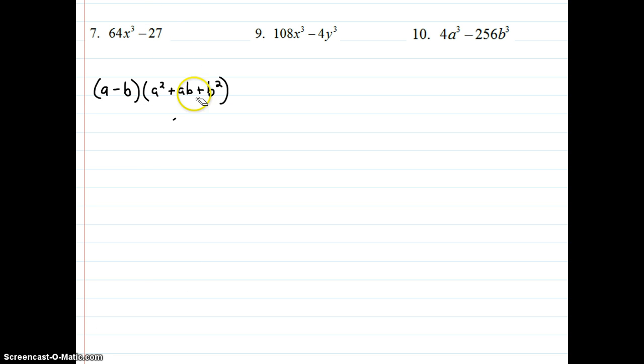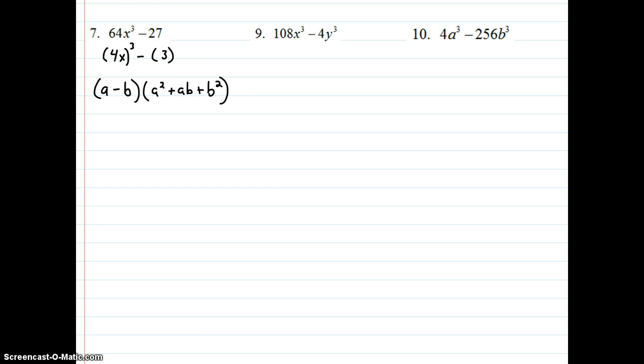So now all we need to do is figure out what our a and b are. So here, think about what number cubed would give us a 64. And so that's going to be 4x. And what number cubed is going to give us 27? And that would be 3.